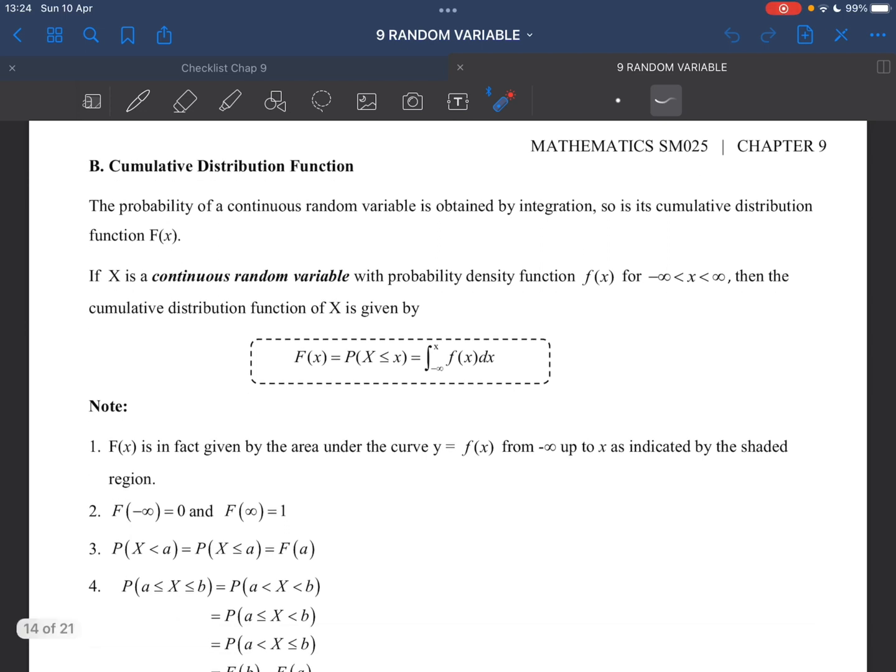If X is a continuous random variable with probability density function f(x) for negative infinity to infinity, then the CDF of X is given by this. So this is the definition: capital F(x) equals P(X ≤ x), which is defined as integrating f(x) from negative infinity to x. Let's say if you integrate from negative infinity to a of f(x) dx, then this will be the same as F(a).